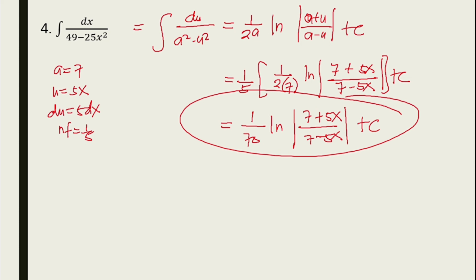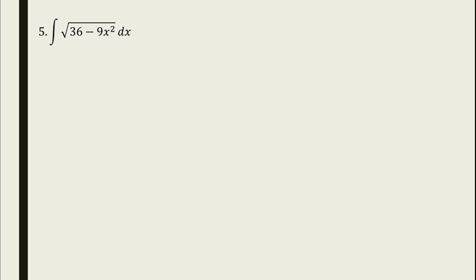So the thing that we're going to do is we need to find the pattern, or the formula that best suits the problem. All right, so let's proceed now with number 5. In number 5, the problem is the integral of the square root of 36 minus 9x squared dx.